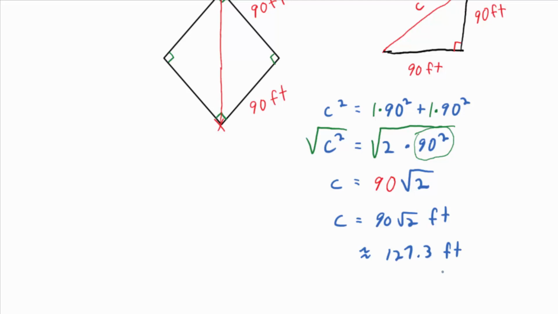Okay? That makes sense why I did it that weird way? Because I knew I wanted to simplify that radical. If I didn't care about simplifying the radical and just getting an approximation, it would have been easier actually to just take 90 squared plus 90 squared on the calculator and then take the square root. But if you want an exact answer, the way I did it was easier.